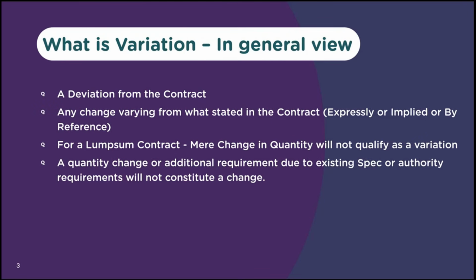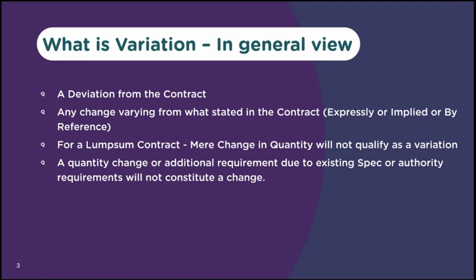So that means whichever country you are from, if the specification states that the contractor has to follow authority requirements, he has to make sure his proposal complies with all the authority requirements of the country. That's why I mentioned all, be it expressly stated, be it implied, or by reference. If a new requirement changes any of these three, that is a variation. However, in a lump sum contract, a mere change in quantity is not a variation.